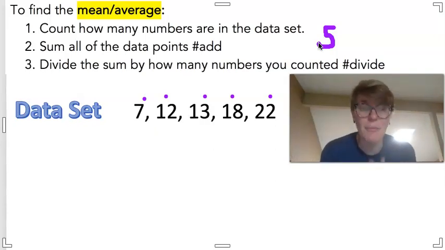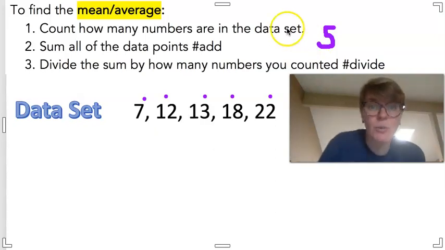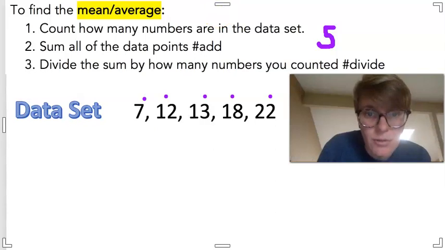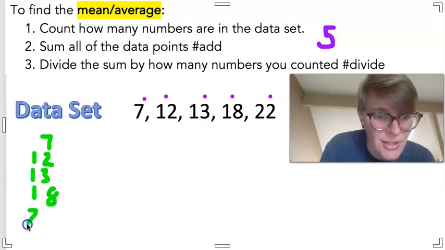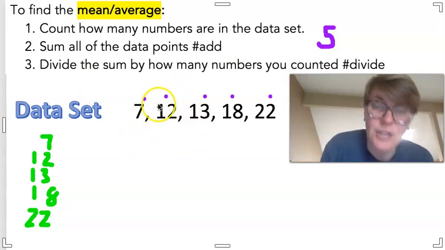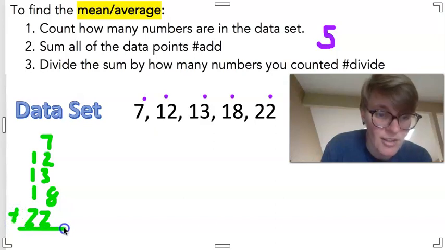Now, we're going to sum all of the data points. So we always want to add first when we find our mean. So we're going to add these numbers up. So let's do 7, 12, 13, 18, and 22. When you add, you guys want to be really careful because there's a lot of numbers. Some of you might want to choose to add 2 numbers at a time. Just make sure you take your time. Now, I want to check that I got all these numbers. 1, 2, 3, 4, 5, and I know there's 5.